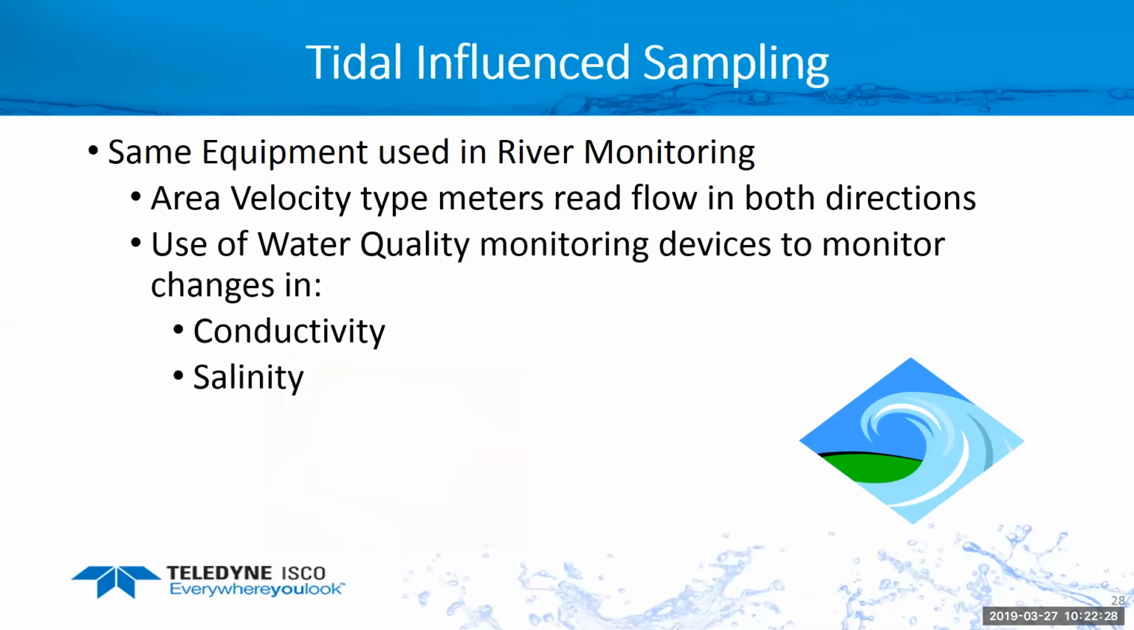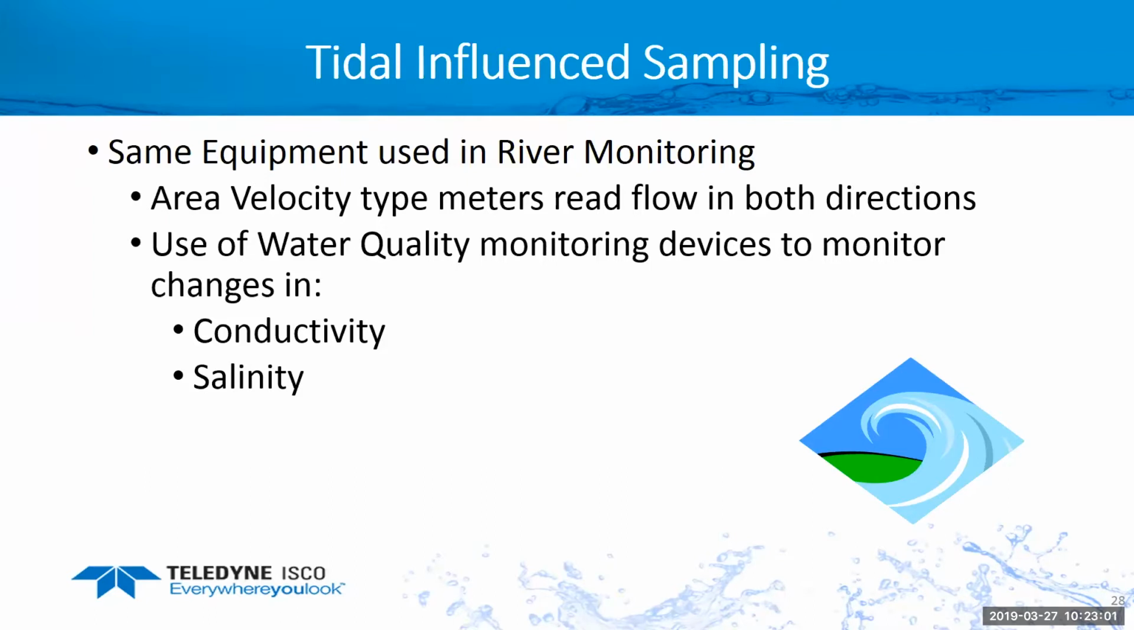And then I have this little slide in here just to show if you're doing tidal influence sampling, it's the same equipment used for tidal flows. This isn't really covered for stormwater, but if you ever have to do any tidal flows, you'll notice a lot of the same things are required. You need a sampler, you need conductivity, salinity, those type of things, area velocity to measure flows in both directions because you want to see when the tide's going in and out. I just thought that was interesting when I was looking into this, that this was very similar and the same type of equipment needed for stormwater.